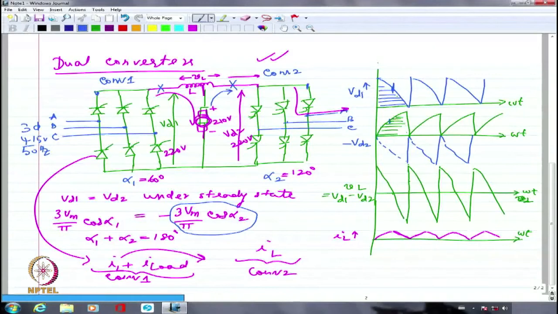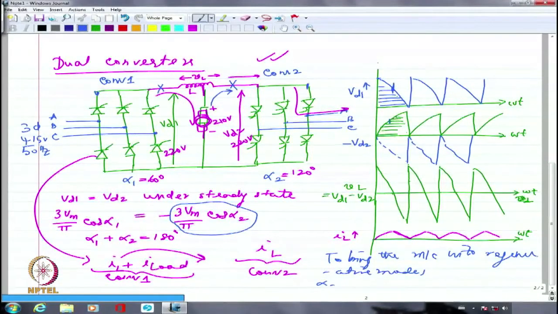So, to bring the motor or the machine into regenerative mode, alpha 2 can be changed from 120 degrees to say 110 degrees.